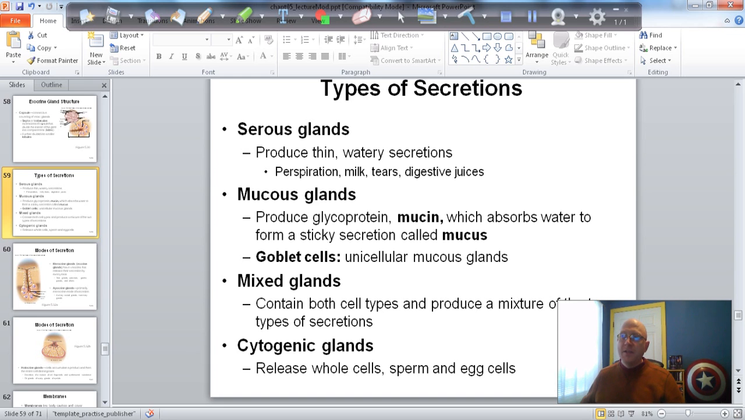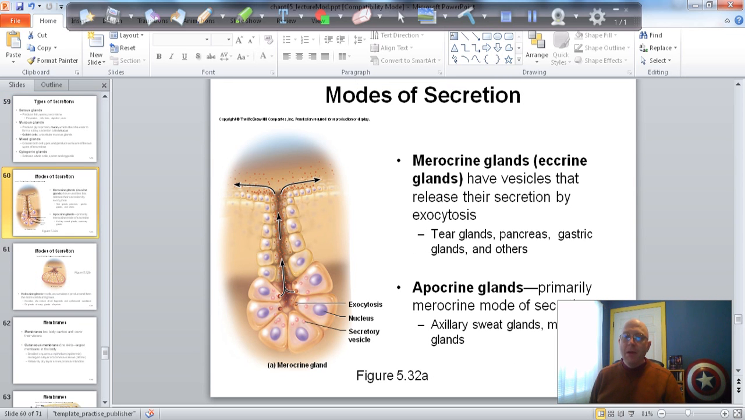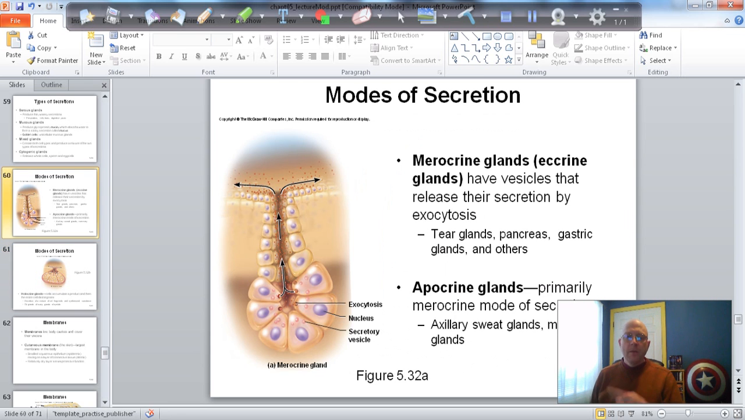Okay? Then we can classify them based on how they secrete. Not where or what, but how. So modes of secretion. Merocrine glands versus holocrine glands. Okay. So, merocrine glands use exocytosis. The cell creates its product, packages it in a little plasma membrane bubble, a vesicle, and then brings that vesicle to the apical surface of the cell, and then the membrane joins with the vesicle, but the product is now spilled into the duct, or wherever it might go, and out onto the surface of the gland itself.